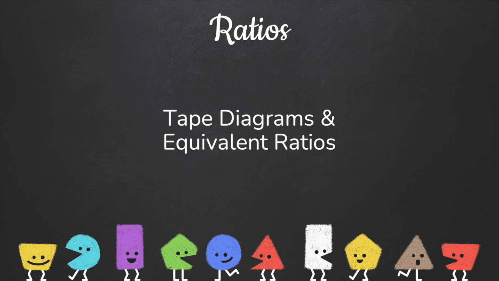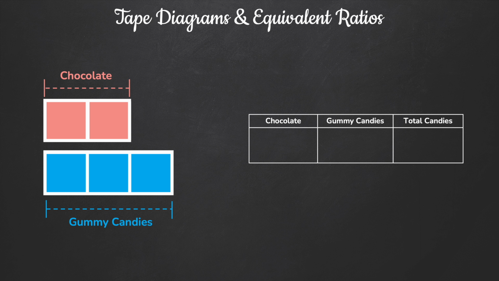Hello, mathematicians. Today we're going to be learning about ratios, more specifically about tape diagrams and equivalent ratios. To get us started, here we have a tape diagram with chocolates and gummy candies. So if we look at the squares for chocolates, we have 2 chocolates. And if we look at the squares for the gummy candies, we have 3. So that means in total we have 5 candies.